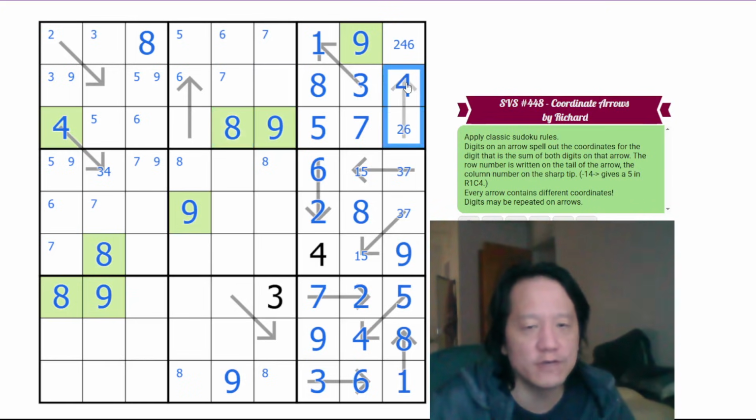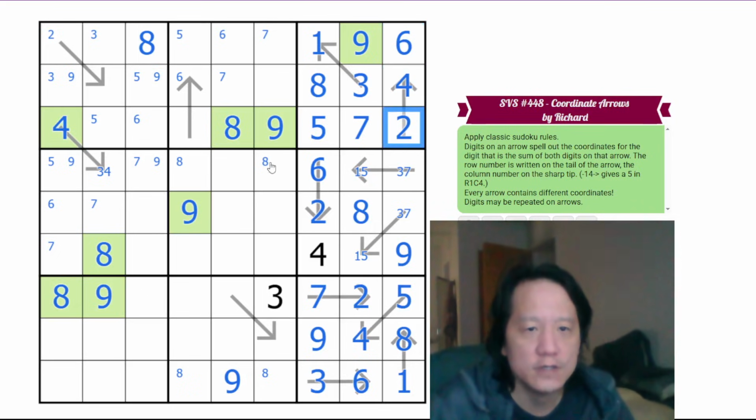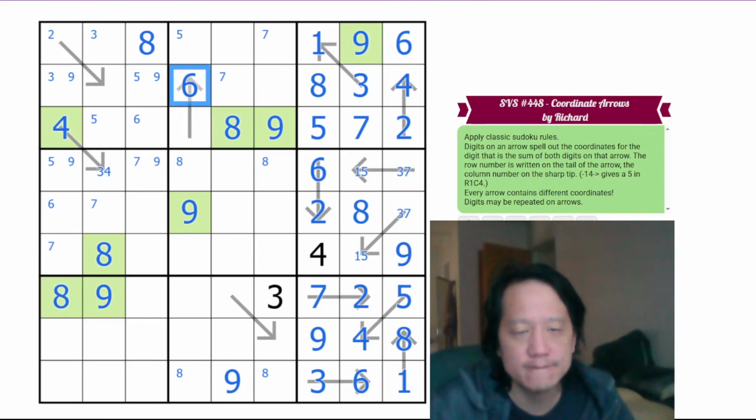You can't have 6 and 4 adding up to 10 in the grid. So this must be 2 and 4 here, which makes this 6. So 6 can no longer be here. 2 and 4. So row 2, column 4 points to a 6. So that's 6.